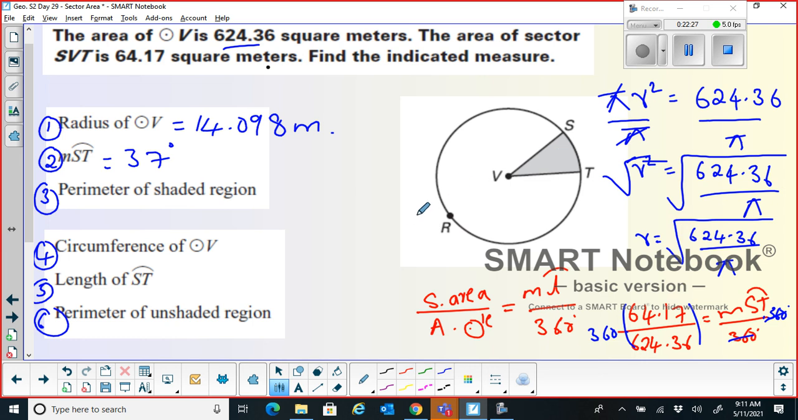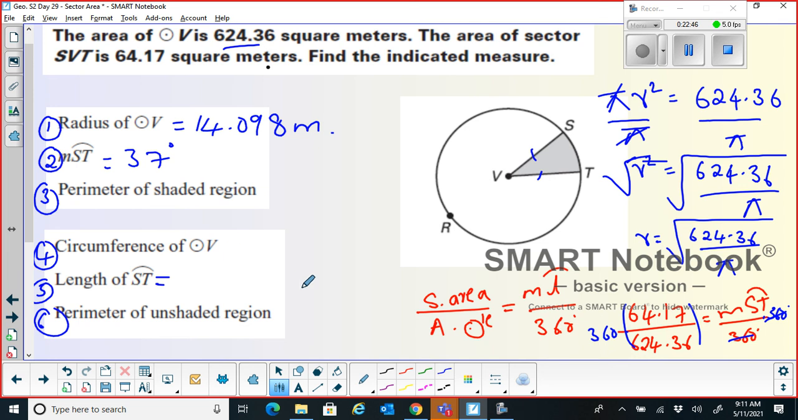Now the perimeter of shaded region. Perimeter of shaded region is nothing but the sum of this particular radius, and arc ST. So for that I'll need length of ST, right? So first let me find the length of ST.